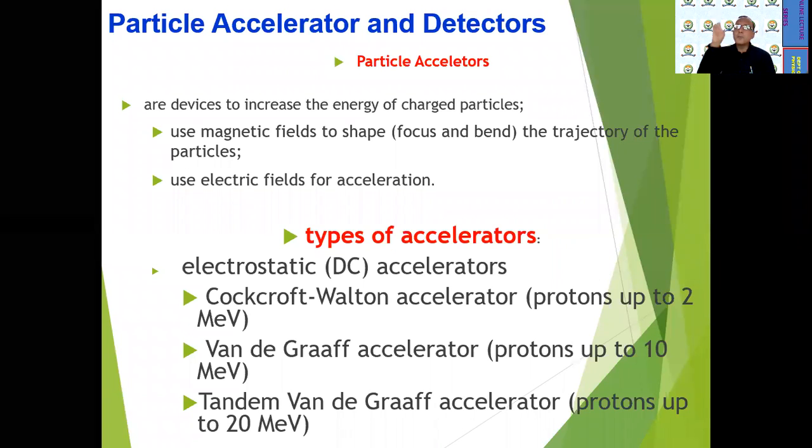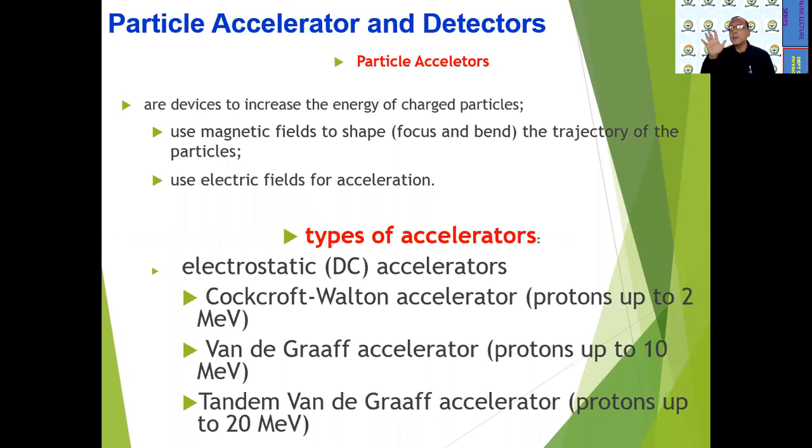There is a large number of particle accelerators available which are used in laboratories, particularly in nuclear laboratories. Out of the many particle accelerators available to increase the energy of charged particles, few are allotted for our syllabus. These are divided into two types: electrostatic, that is DC accelerators, meaning direct current accelerators. These are called electrostatic accelerators.